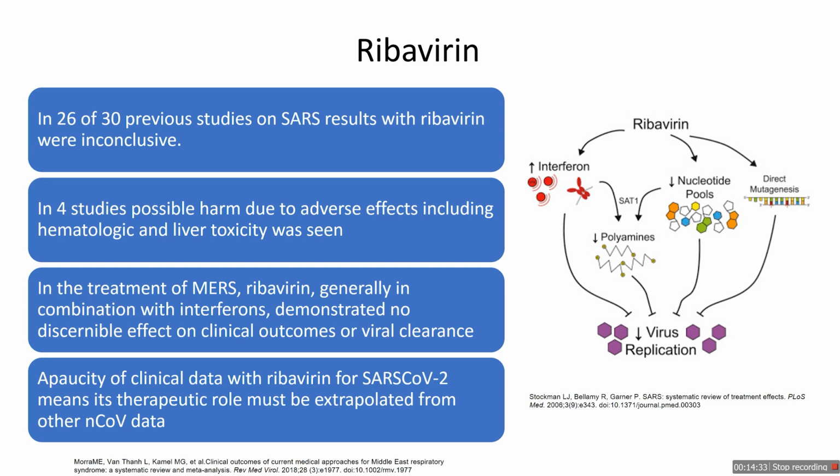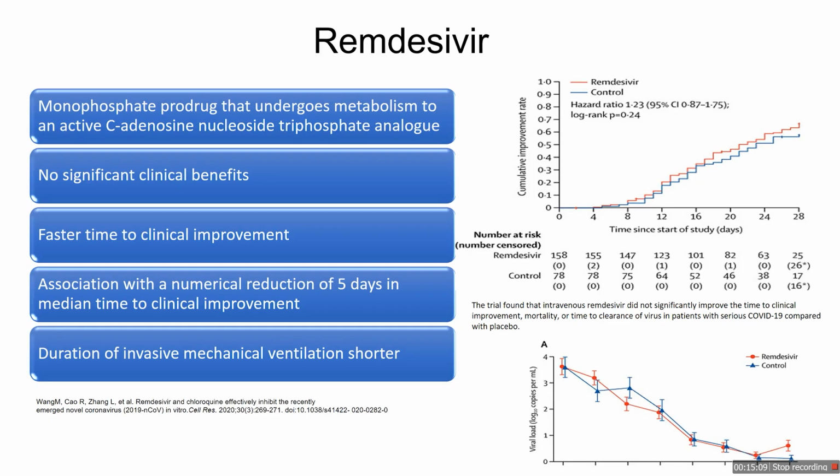Ribavirin is one of the drugs that you have seen in that picture, but what we see here, to make it short, it was supposed to increase the interference. It was supposed to actually make sure that mitogenesis is actually blocked. And what we see here is that in previous studies that was done on SARS, 26 out of 50 studies actually showed no difference, and in 4 of these studies it was seen that there can be harm. So at the moment, I do not see a place for ribavirin in the use of SARS-CoV-2 or COVID-19 infection.